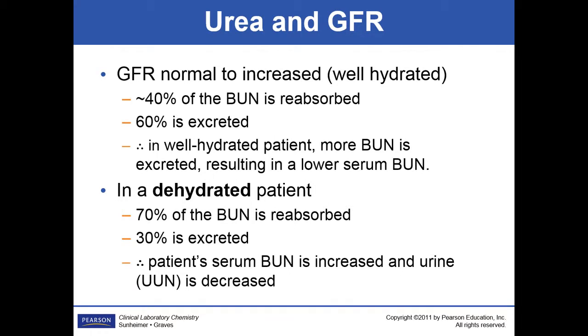The glomerular filtration rate will be normal to increased, meaning that the patient is well hydrated, and about 40% of BUN is going to be reabsorbed, therefore excreting 60%. If you're well hydrated, more BUN is excreted, which will result in a lower serum BUN, which is what we want. In a dehydrated patient, more BUN is going to be reabsorbed and less excreted. Therefore, your serum BUN is going to be increased, which will begin to be indicating a problem.